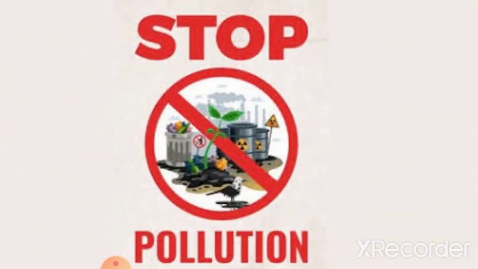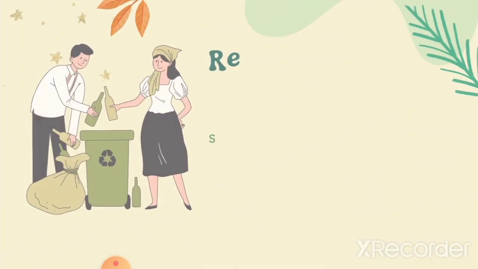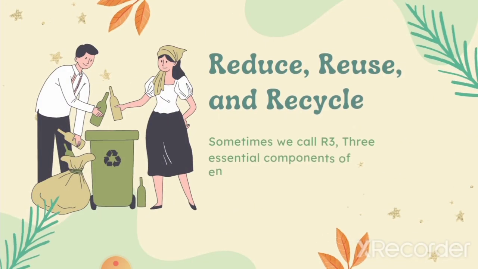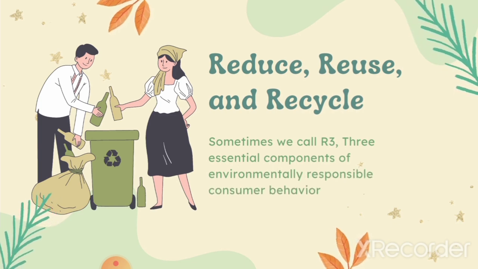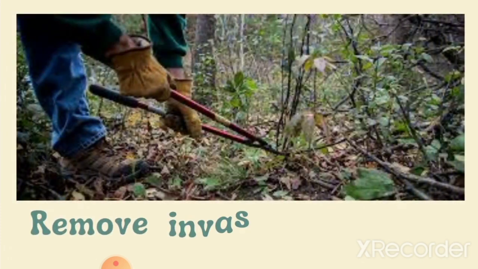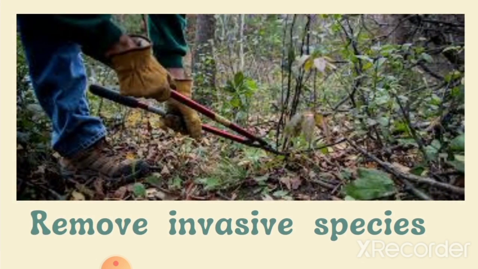We can also put a stop to pollution by reducing the amount of waste or reusing waste or recycling them. We can also affect our habitat by removing invasive species.